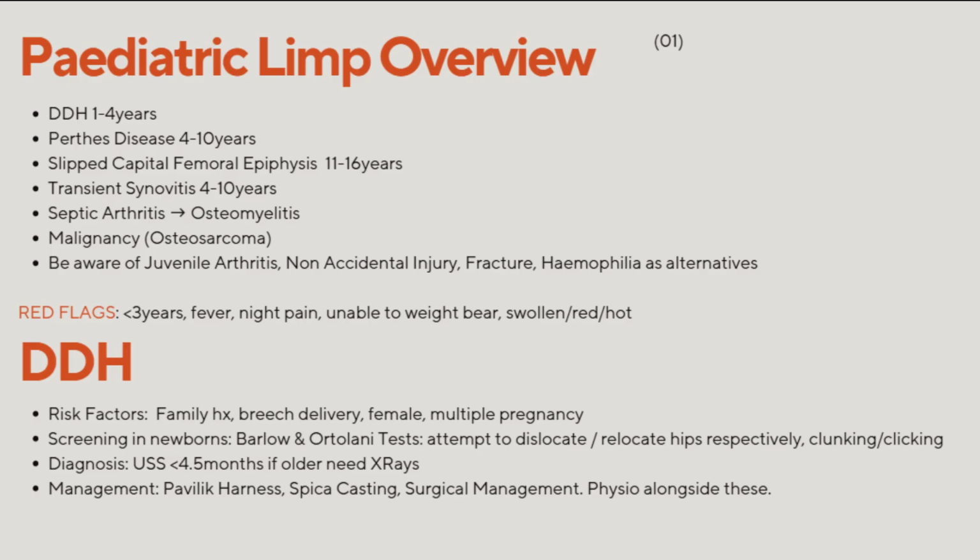Investigations depend on the child's age, so if infants are under about 4 to 6 months, we usually use ultrasound, but in older infants, we might do an AP pelvic x-ray. Management can also depend on age. In babies under 6 months, we'll use what's called a Pavlik harness, and this helps to hold the hips in flexion and abduction to encourage normal joint development. However, if this is unsuccessful or the condition is diagnosed later in life, we may need to use surgical correction. And Matthew's just going to talk you through Perthes disease now.